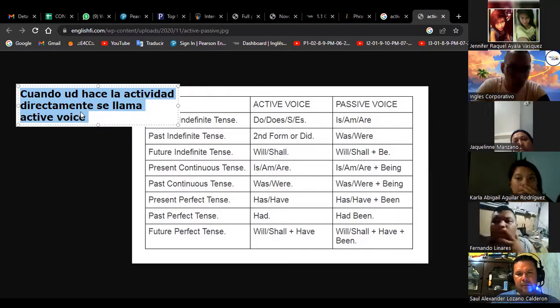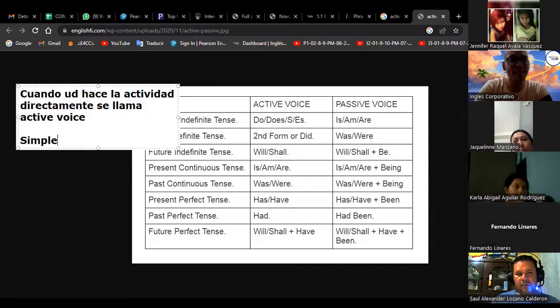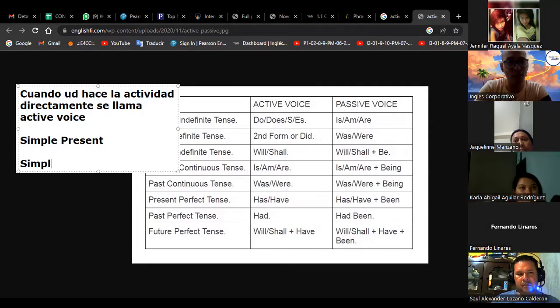So right now, what are you going to do? Super easy. You are going to write one sentence using simple present. You are going to write one example using simple future.